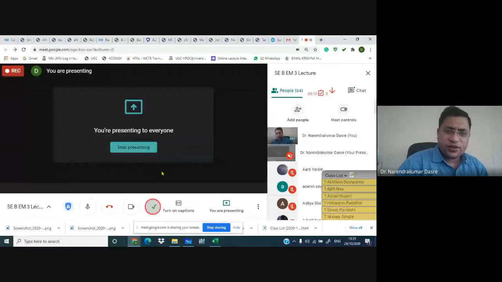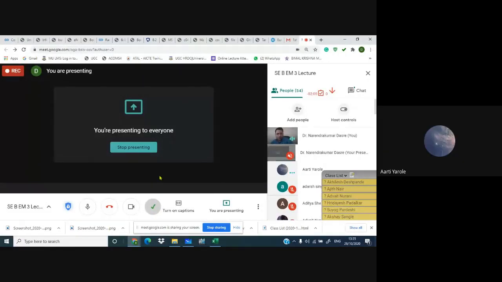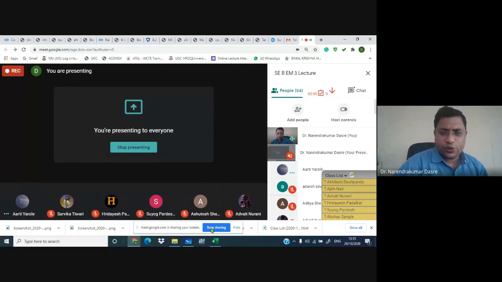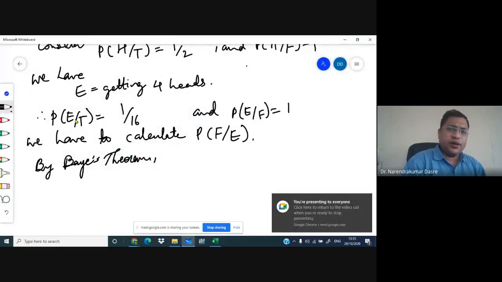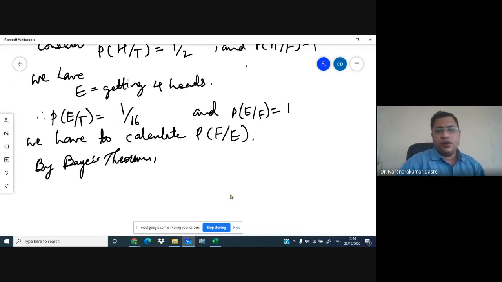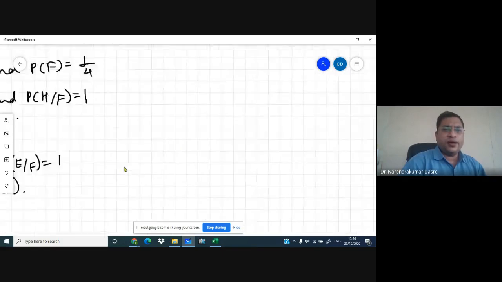How do we get the probability of E by T is equal to 1 by 16, and the probability of E by F is 1? Yes, correct. Okay, so that's what you want to know. Fine, again we'll see that. So this is the probability that you want to see, no? How do we get E on T is 1 by 16, and the probability of E on F is 1. Okay, that's good. So let us see.